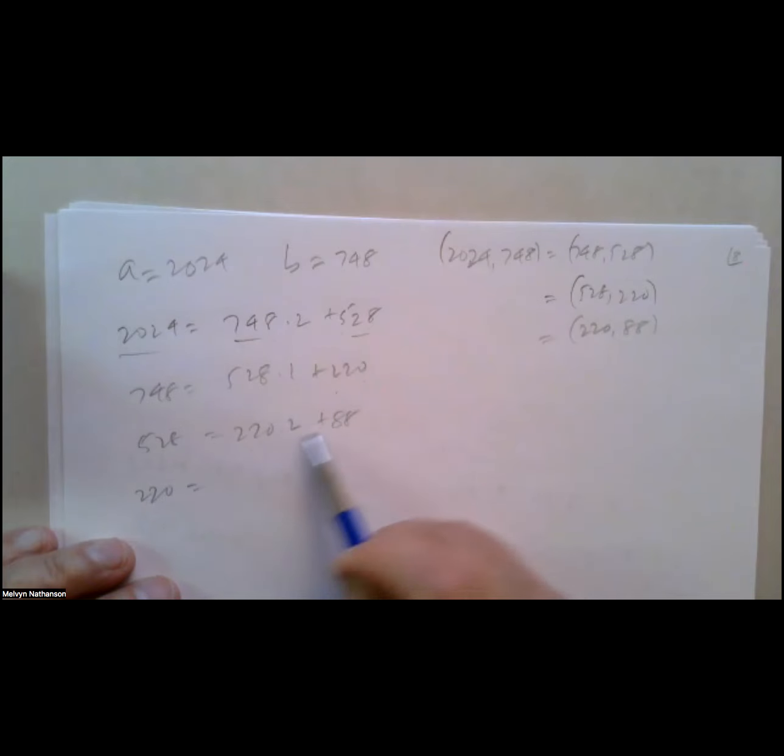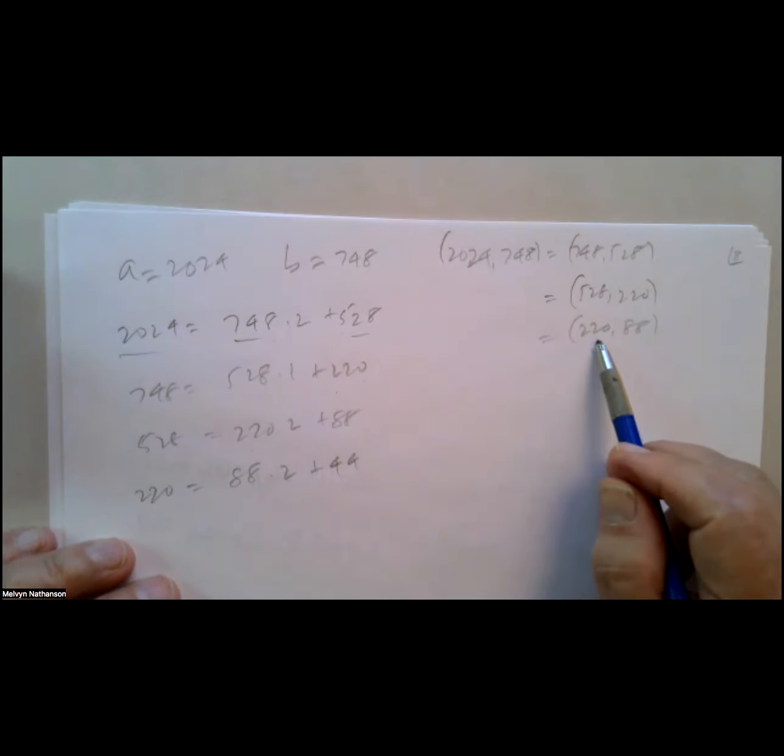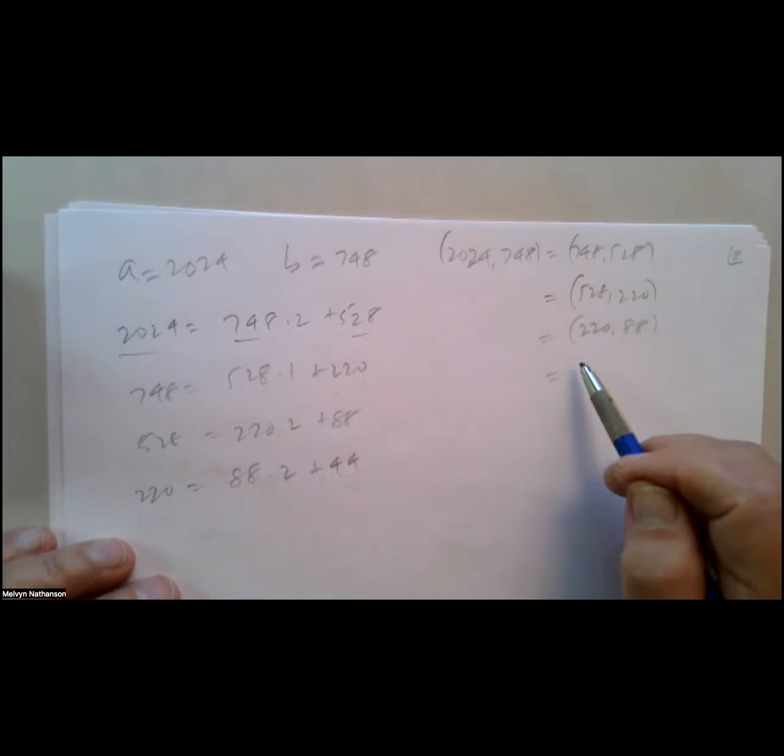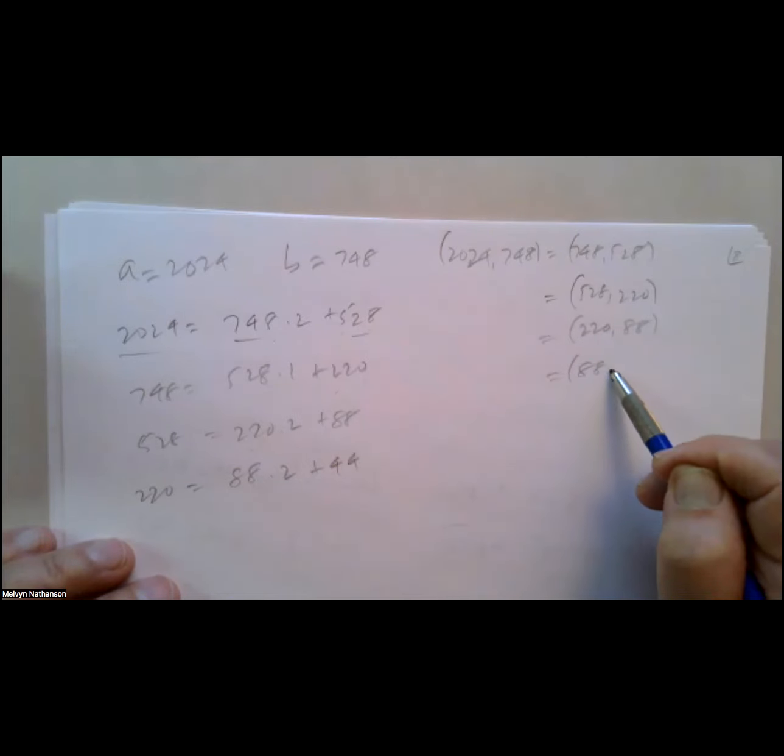If I take 220 and divide it by 88, that goes in twice, I think. This is 176, and that leaves a remainder of 44. So the greatest common divisor of 220 and 88 will be the greatest common divisor of 88 and 44. And 88, if I divide it by 44, goes in exactly twice, with a remainder of 0.